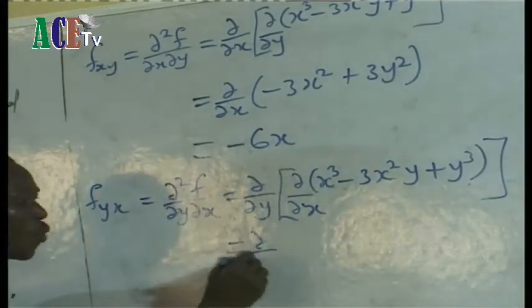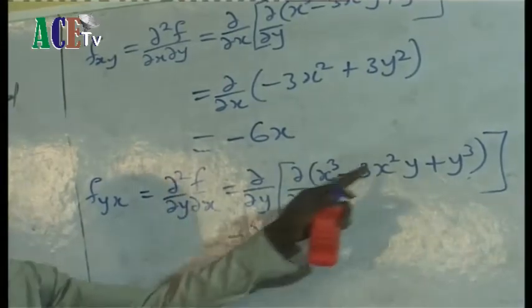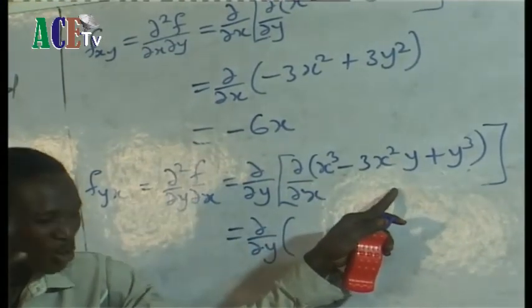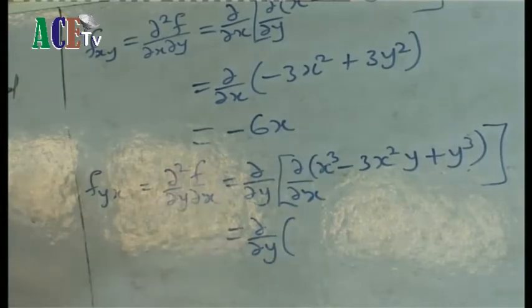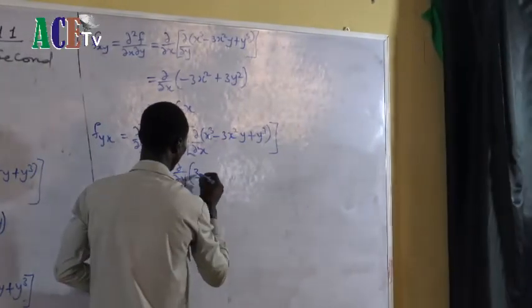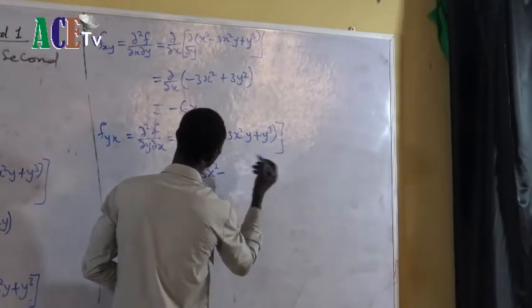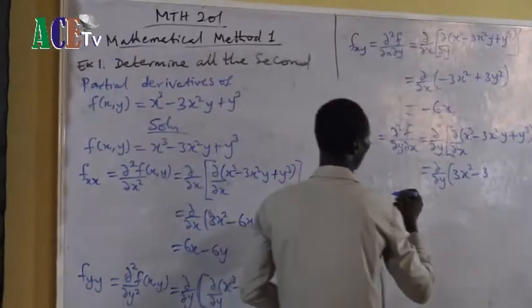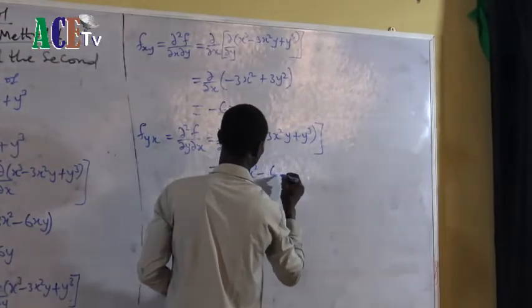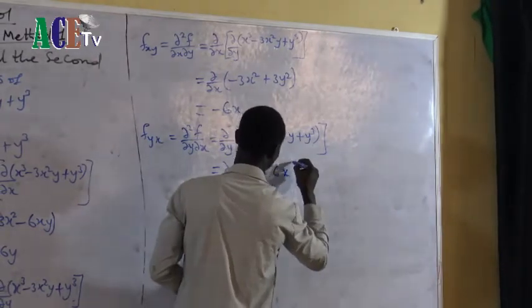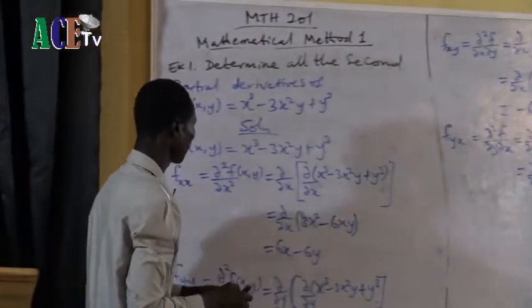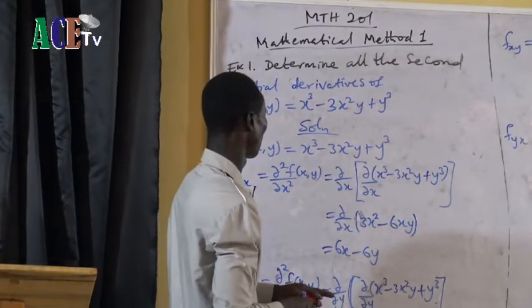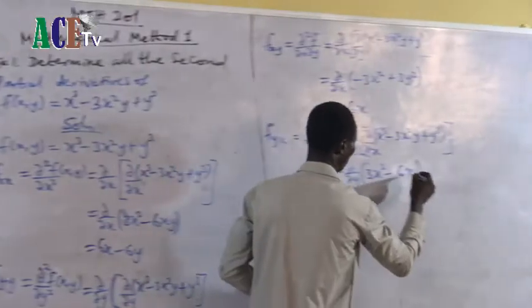Then this one will give me the y of differentiate this one with respect to x once. I know the answer already. This is the first derivative. I'll just copy it. I don't need to rack my brain. This one will give me 3x squared minus 6xy, sorry.